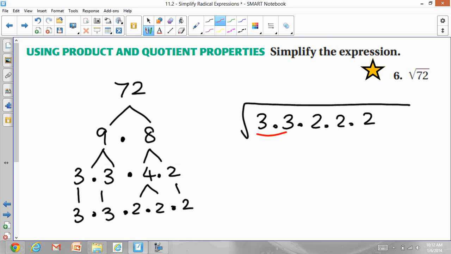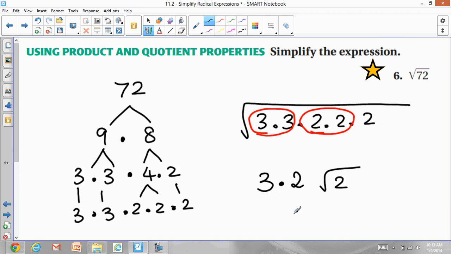Now 3 and 3 are a pair. 2 and 2 are a pair. So if you have a pair, I'm going to take just one of those out. 3 and 2, I'm going to take out. Now this 2 on the other hand doesn't have a pair, so it is stuck inside the square root symbol. If you have a pair, you can bring one of them outside of the square root symbol.